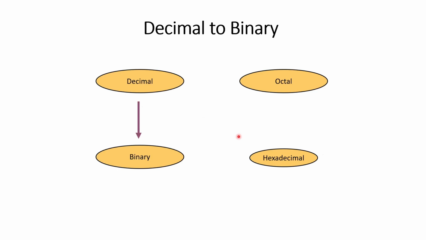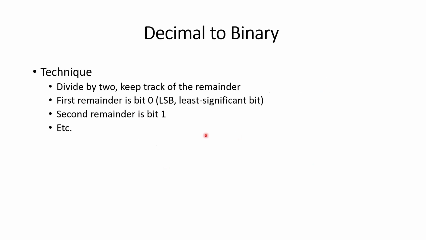Now we are going to the decimal to binary technique. Divide by 2. Why divide by 2? Because when we are converting decimal to another number system, we have to divide by the base. That's why we are dividing by 2. Keep track of the remainder. The first remainder is bit 0, the LSB, least significant bit. The second remainder is bit 1.